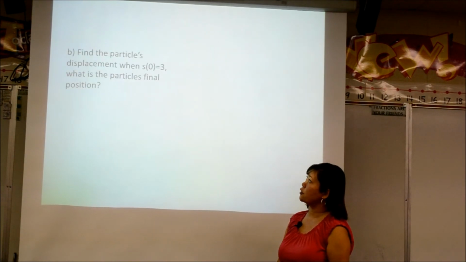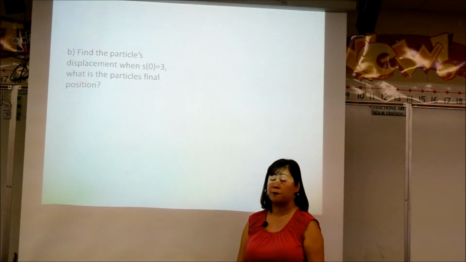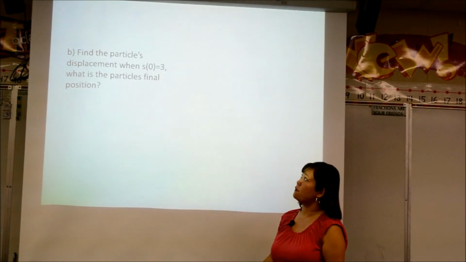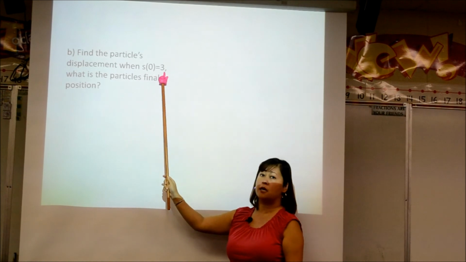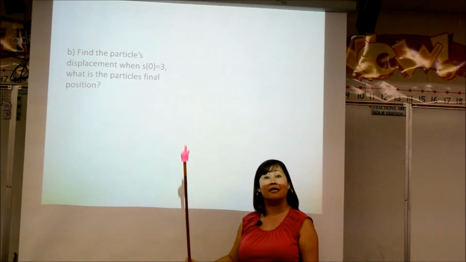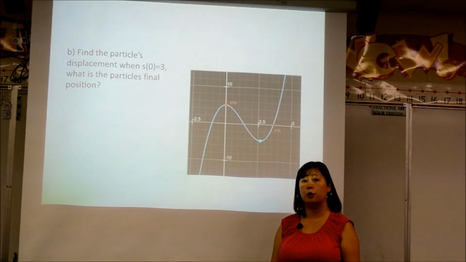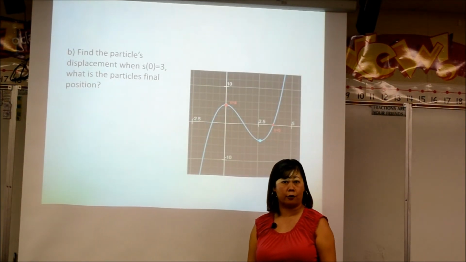Part B is finding the particle's displacement when s(0) is equal to 3. What is the particle's final position? We've actually seen this in Calculus AB. When we take the integration of something, we can consider the initial condition. So we have to include the initial condition after the calculation.